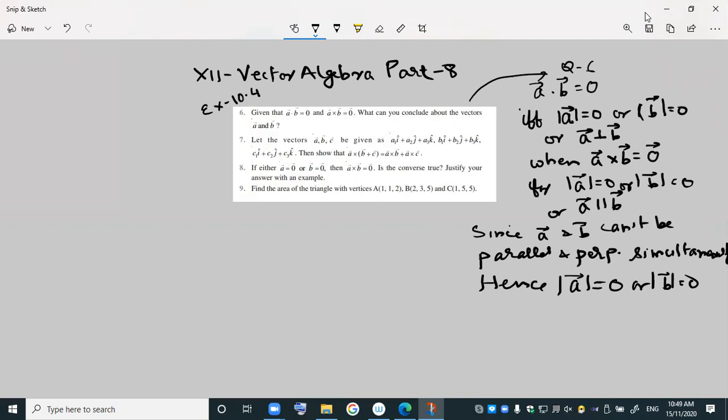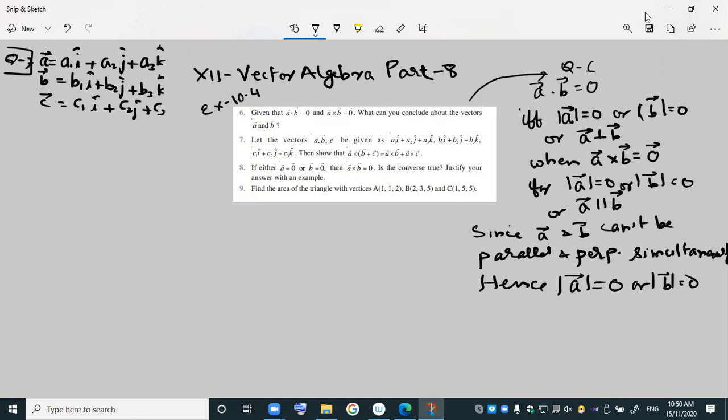Now question number 7, let the vectors be given as vector A is equal to A1 i cap plus A2 j cap plus A3 k cap, and vector B is equal to B1 i cap plus B2 j cap plus B3 k cap, and vector C is equal to C1 i cap plus C2 j cap plus C3 k cap.